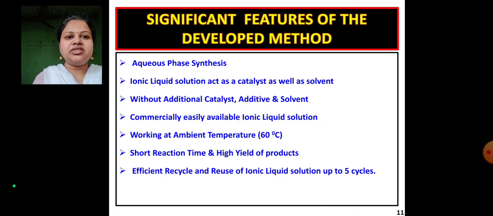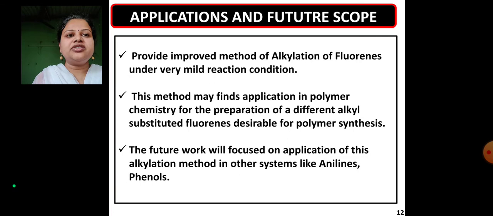The reaction temperature is 60 degrees Celsius. Then the short reaction time gives a high yield of the product, and more importantly, the ionic liquid solution is recycled and reused up to 5 cycles. The application and future scope of this is that it provides an improved method of alkylation of fluorenes under very mild reaction conditions. This method may find application in polymer chemistry for the preparation of different alkyl substituted fluorenes desirable for polymer synthesis.